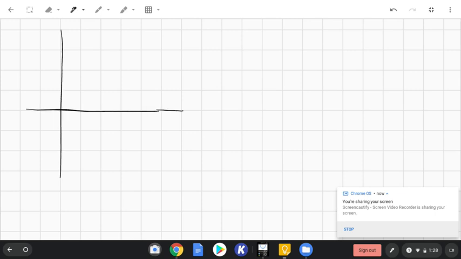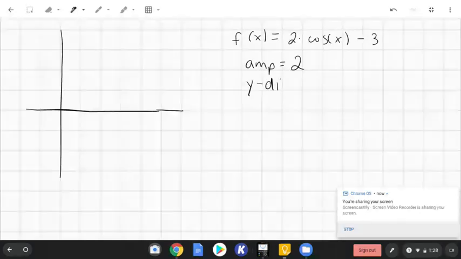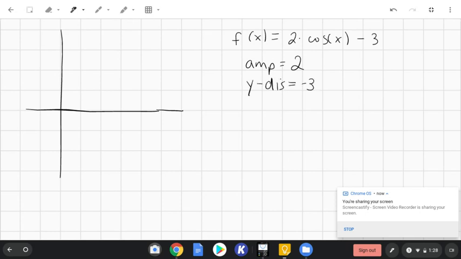And we're going to start with the function f of x equals 2 cosine of x minus 3. So a couple different things here. First thing we want to do is identify what the amplitude is. Amplitude is the number in front of your function, which is 2, and your y displacement is going to equal -3. So we're going to start with those two things.